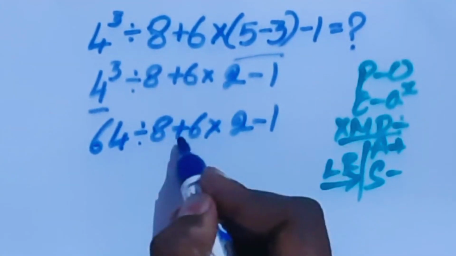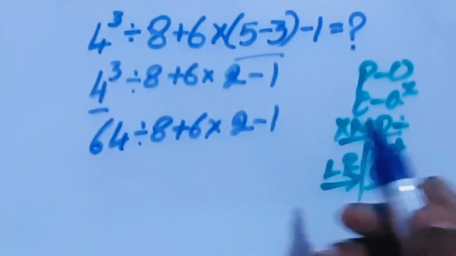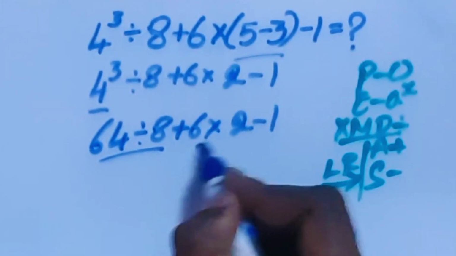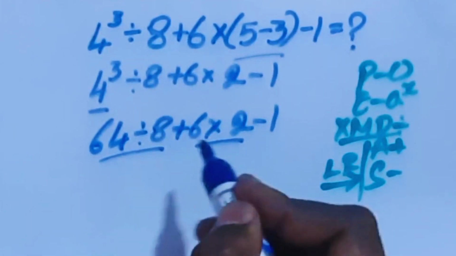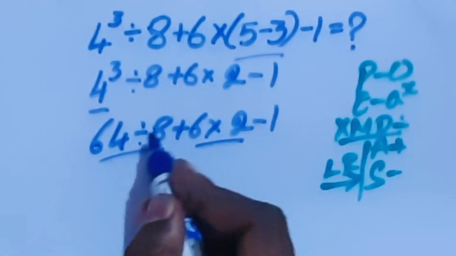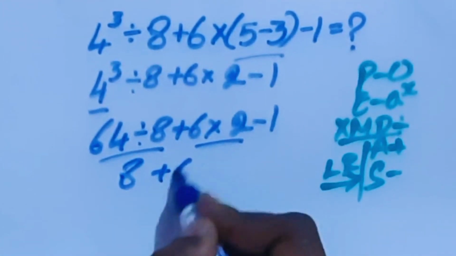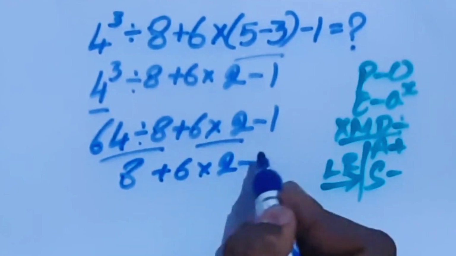Here we have division, addition, multiplication and subtraction. The next priority is multiplication and division. Here we have division and multiplication. We have to do this first and then this. So 64 divided by 8 is 8 plus 6 times 2 minus 1.